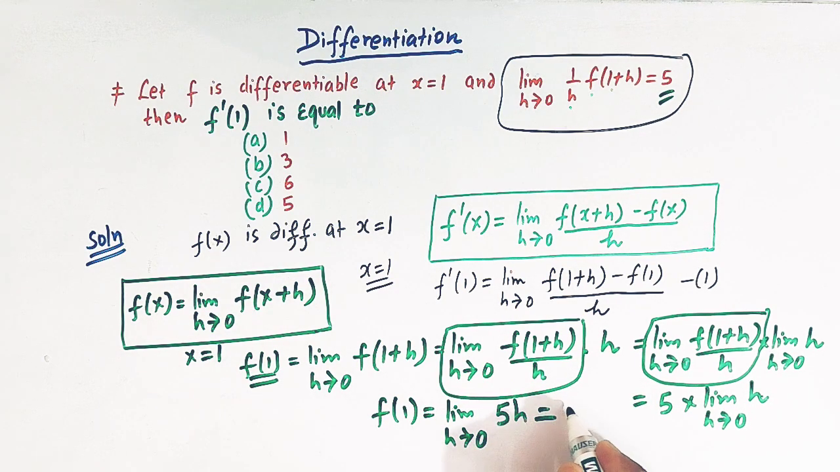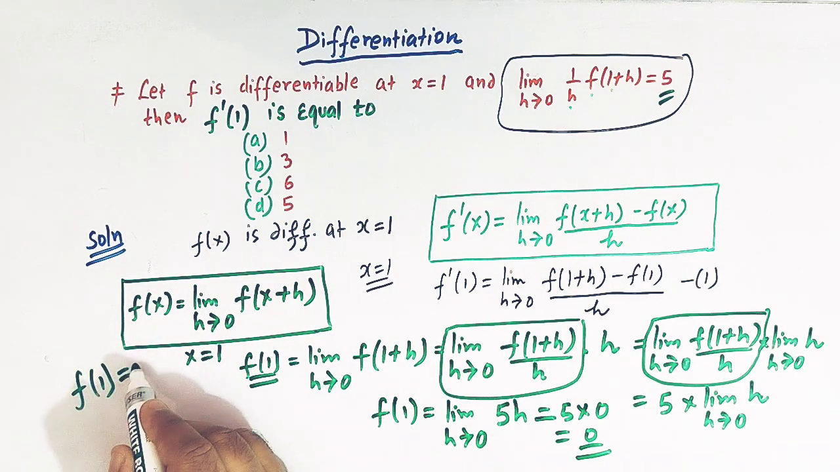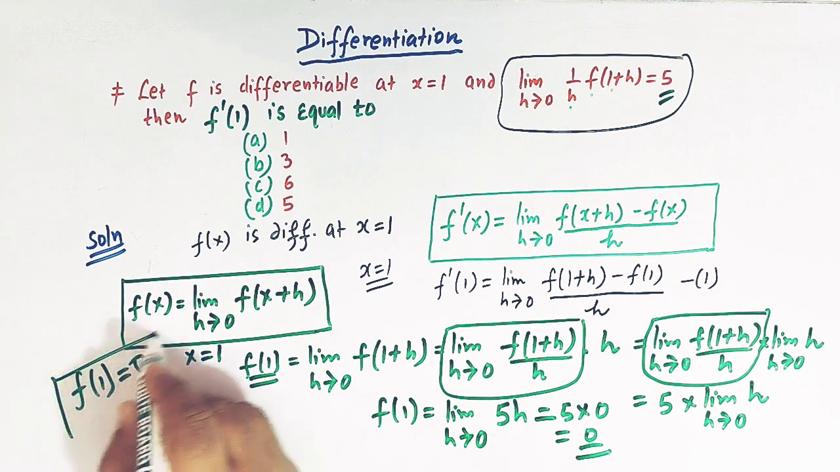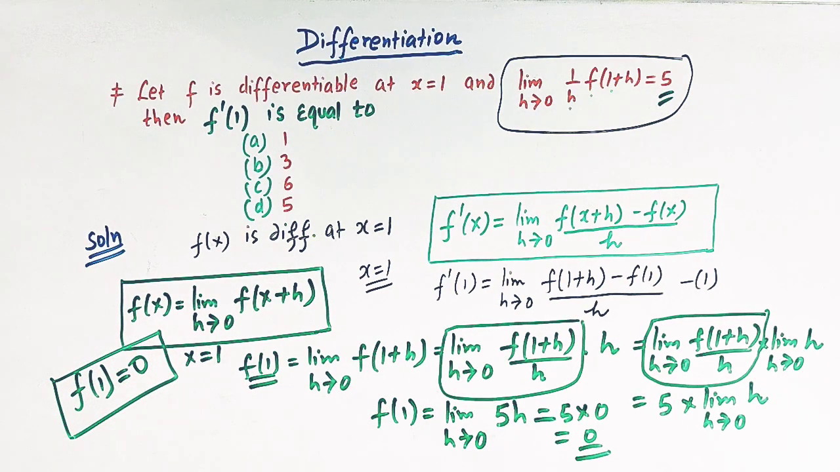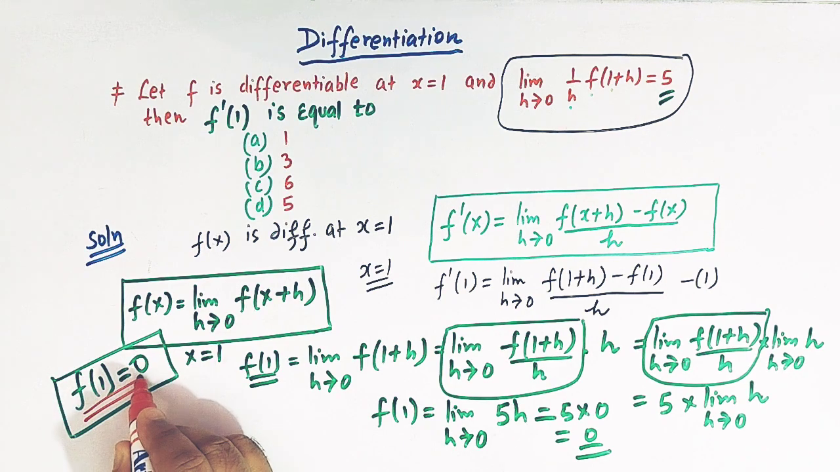And this limit is equal to 0. So we have 5 times 0, because as h tends to 0, h is 0. So we have arrived at the result that the value of the function at x is equal to 1 is equal to 0. So f of 1 is equal to 0.